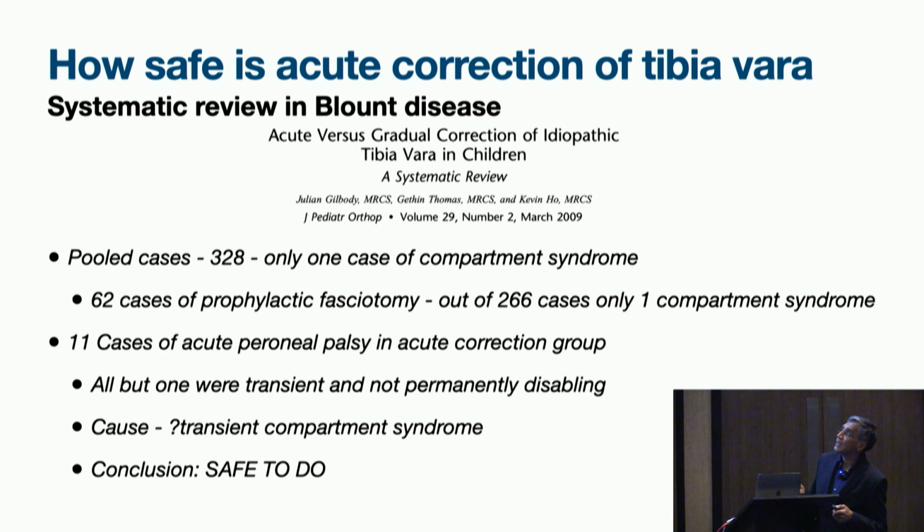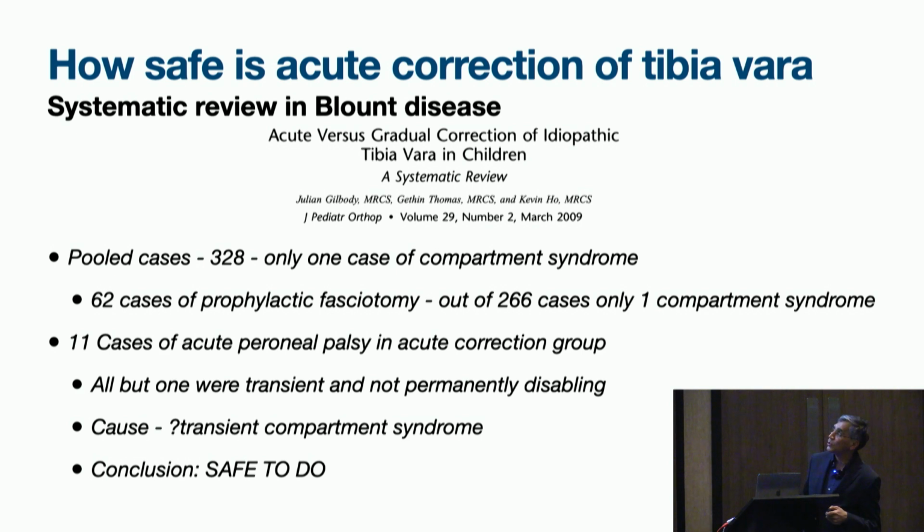So the problem with that is, even in this, you had compartment syndromes. There was one compartment syndrome out of 328 pooled cases. But if you take out the ones which had fasciotomy, out of 266, only one got compartment syndrome.